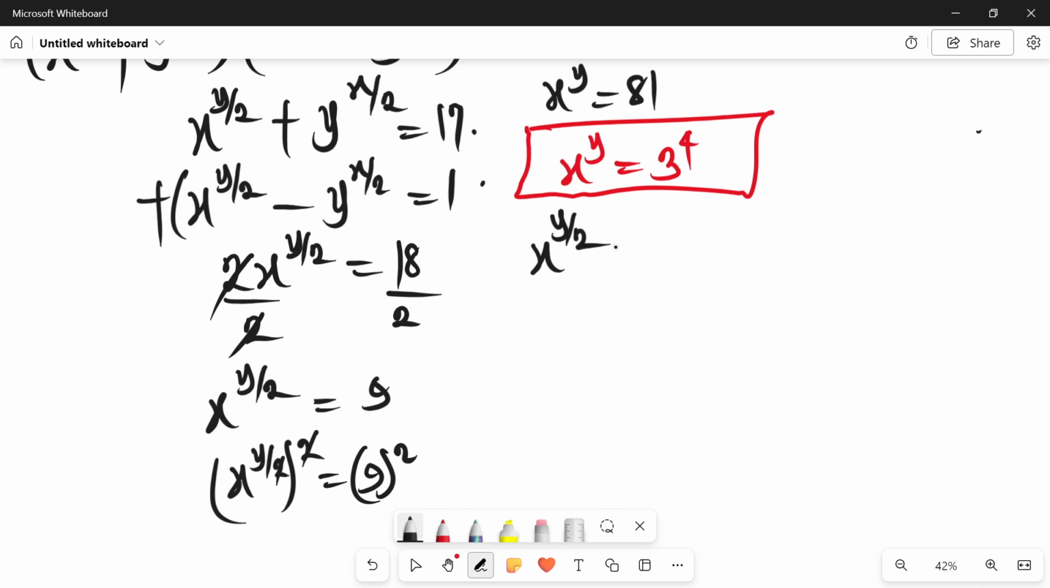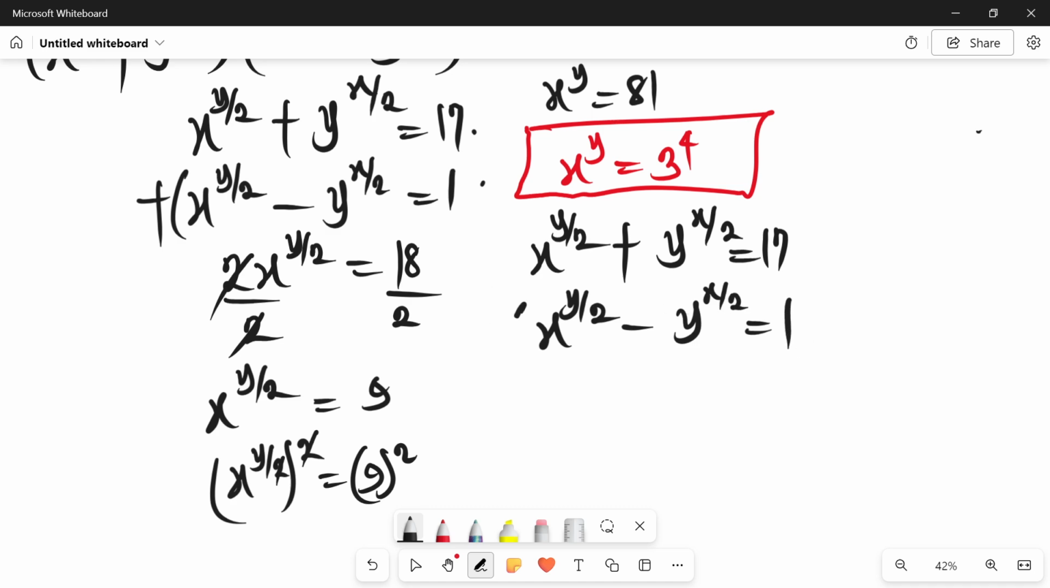x to the power of y over 2 plus y to the power of x over 2 equals 17, that same equation, and x to the power of y over 2 minus y to the power of x over 2 equals 1. This time we are subtracting. When you subtract, this part is going to be off. Negative times negative is positive, and positive plus positive gives 2y to the power of x over 2 equals 16.